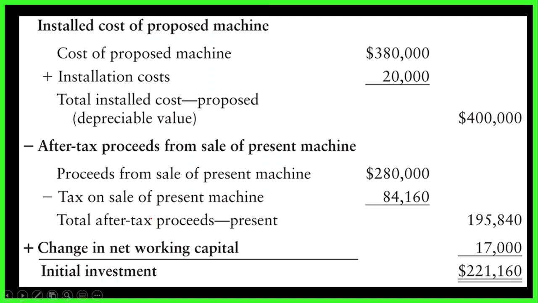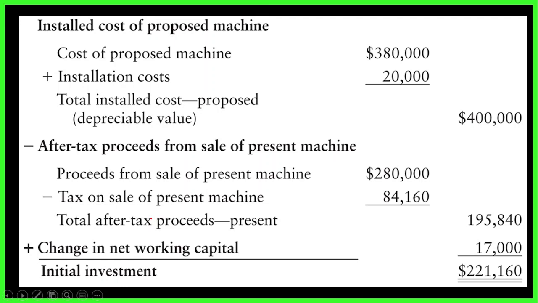Now, let's say this is a replacement decision, so you're going to sell the old asset. You were able to sell it at 280,000. The whole problem is found in your material, but here are just the highlights. As you can see, there is a deduction on tax on the sale of the present machine.